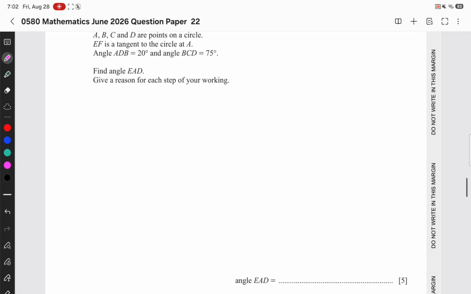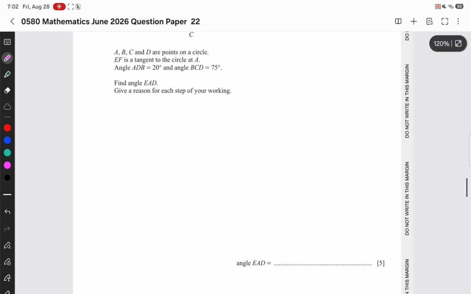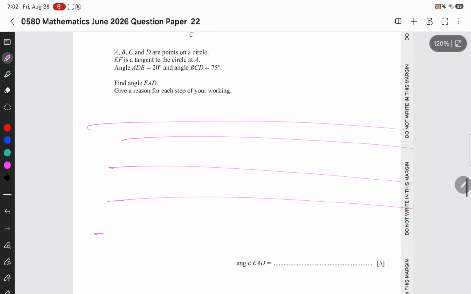EAD. Give a reason for each step of working. I hate this. Either it's me or they didn't even give us any answer space. Like, have some decency, man.